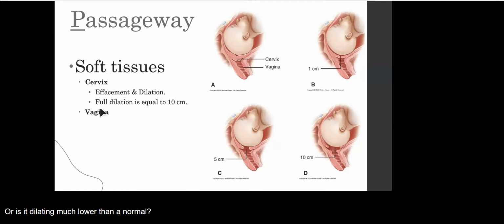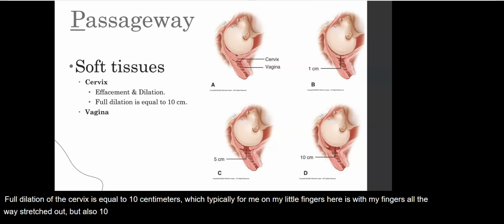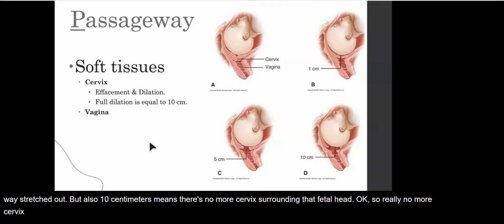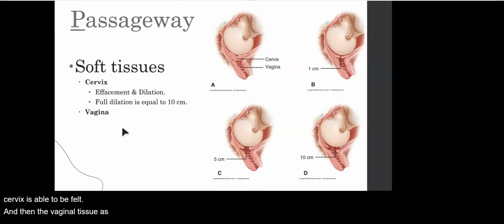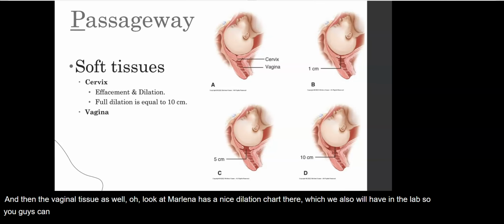cervix would? Full dilation of the cervix is equal to 10 centimeters, which typically for me on my little fingers here is with my fingers all the way stretched out. But also 10 centimeters means there's no more cervix surrounding that fetal head. Okay, so really no more cervix is able to be felt. And then the vaginal tissue as well. Oh, look at Marlena has a nice dilation chart there, which we also will have in the lab, so you guys can get to feel for what that feels like with your fingers.